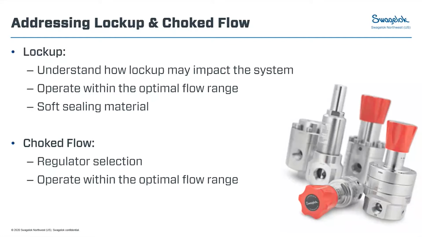So in order to address choked flow, this really gets into what regulator we are selecting. Before this regulator gets installed, we want to make sure we know what our flow rate range is going to be, and what our maximum flow rate is. That will allow us to select the appropriate regulator for the application to meet that flow requirement. If we're maxing out the flow capacity of a regulator, we need to consider bumping up to a larger size regulator.